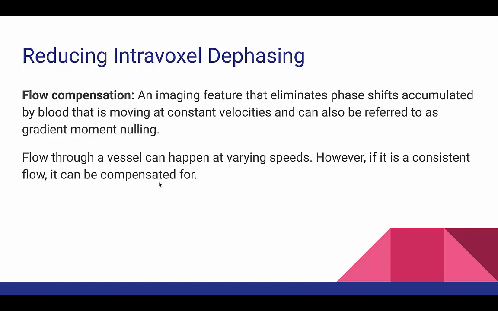Let's see. This sort of compensation makes some assumptions. And it compensates, obviously, as you can understand from the name. So if there's a consistent flow, we can do something about it. We can do something to prevent our images from being weird, and reduce the intravoxel dephasing.